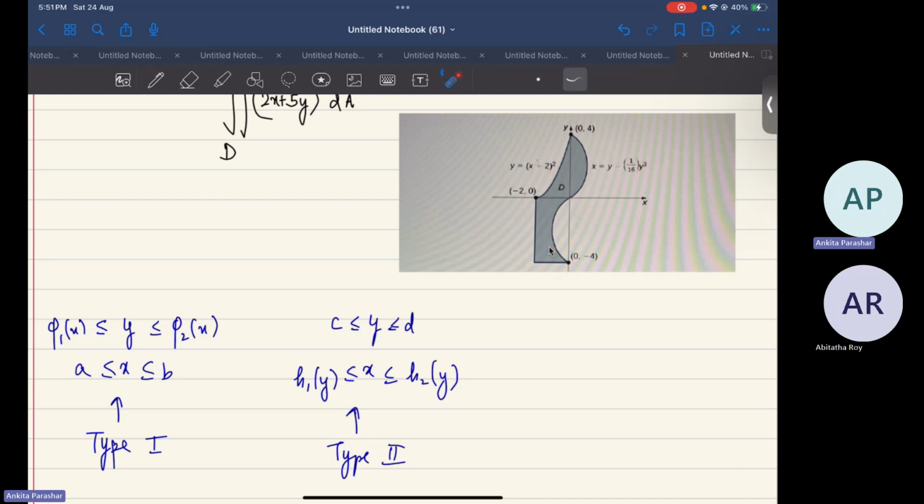I think it's okay till here. I think it's okay to be here, till here, till here. What about this part? What about this part? So let me just give you an idea.